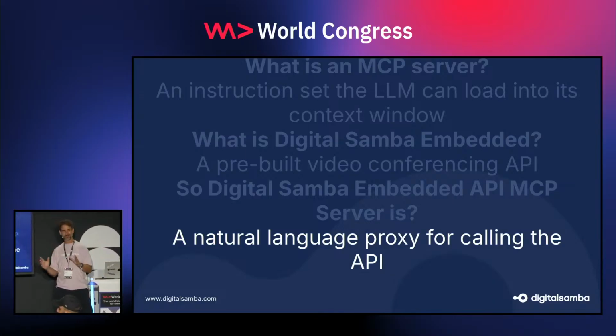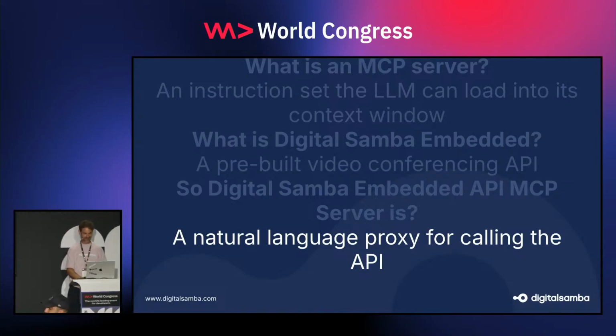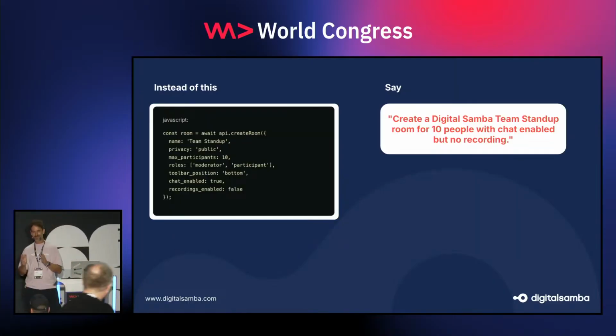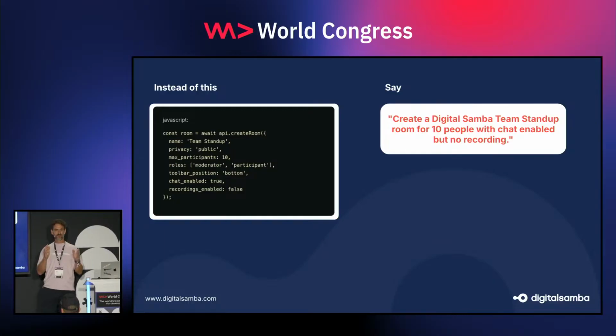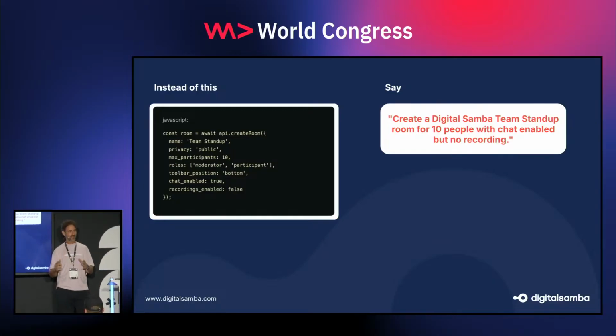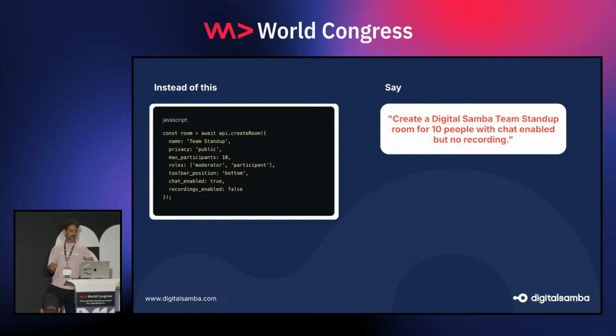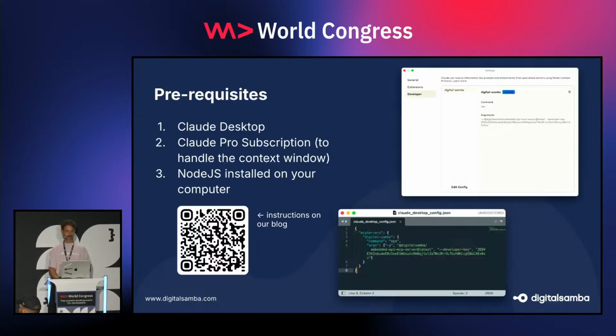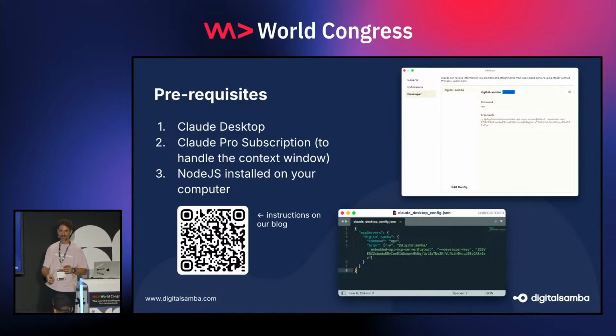So probably for a lot of you, this is super confusing now. Not to worry, I'll explain it. You see on the left-hand side a little bit of API code. Instead of entering that or programming it, you can now just say to your LLM, create me a Digital Samba team standard room for 10 people with chat disabled. So remember this prompt. We're going to use it in just a second, and we'll jump straight into a demo. Just in case you want to follow along, take a snapshot of this slide.